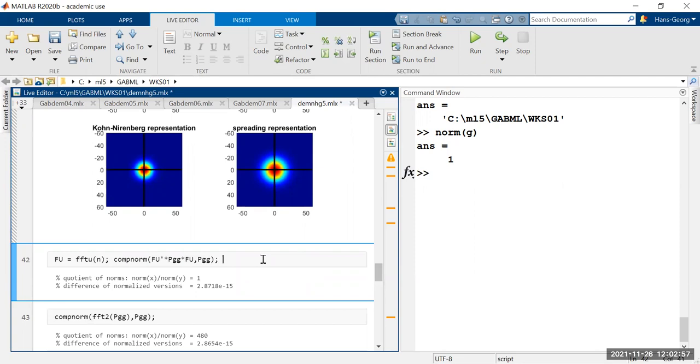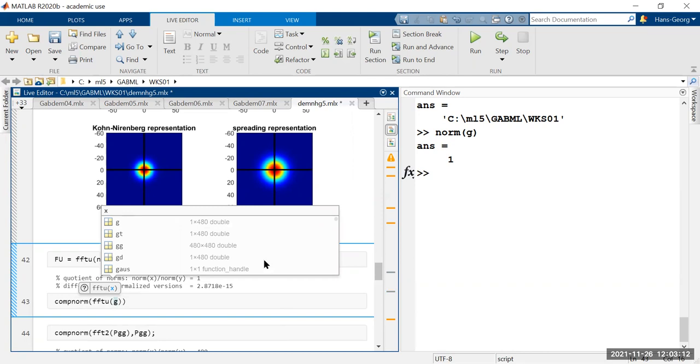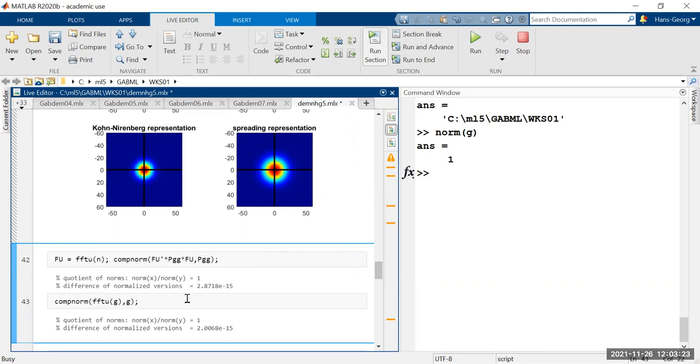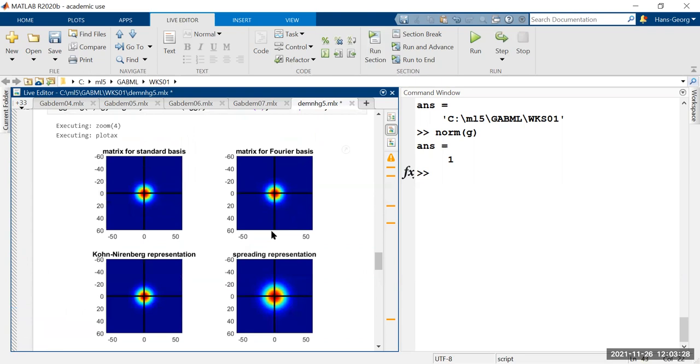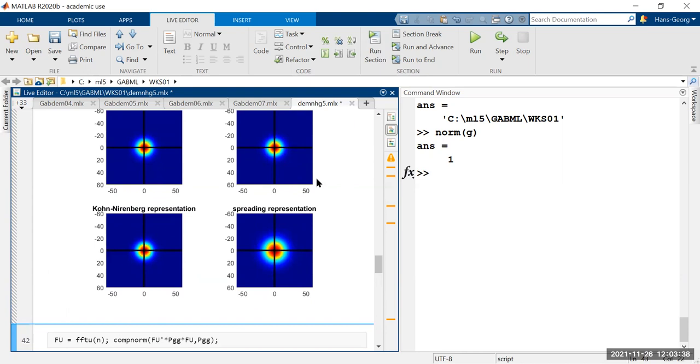Comp norm of FFTU of G. So this is FFT divided by square root of N, and G. And this is also demonstrating that the one-dimensional unitary Fourier transform is leaving the Gauss function invariant, therefore this is invariant. Therefore, if you show the matrix in standard representation or in the Fourier basis, this is exactly the same matrix.